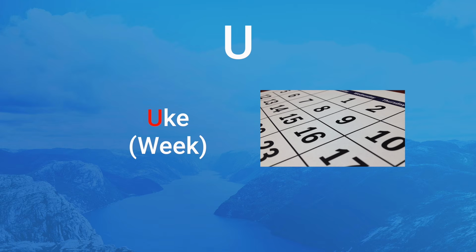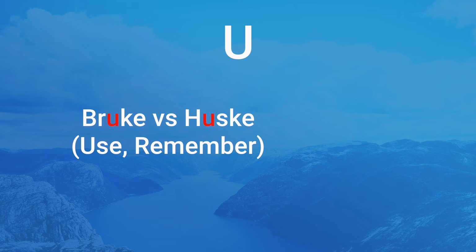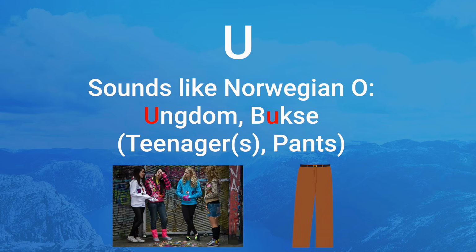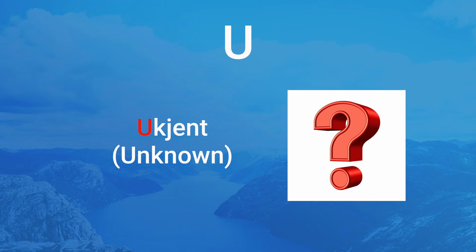U, uke. An example of a long versus a short U is bruke, huske. Sometimes the letter U will sound like O. Examples of this are ungdom, bukse. Note that a single U in front of a word acts the same way as un is used in English. In other words, meaning the opposite of whatever follows that letter. An example of this is ukjent.